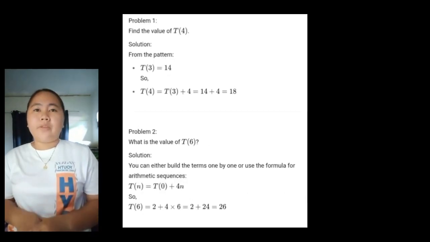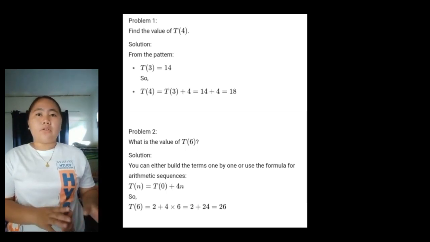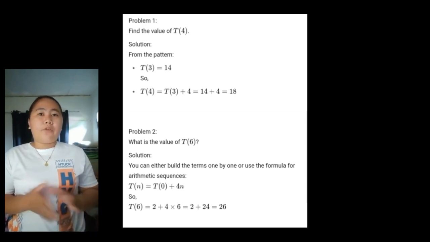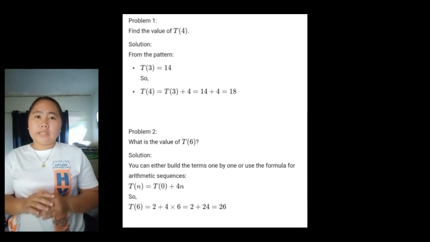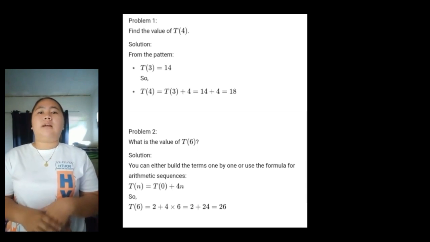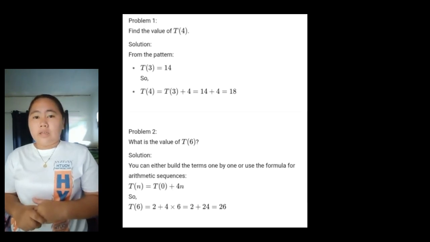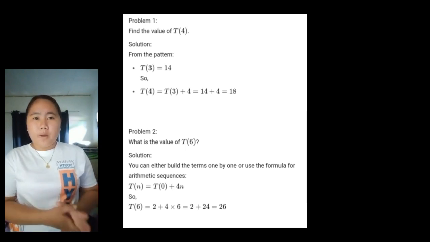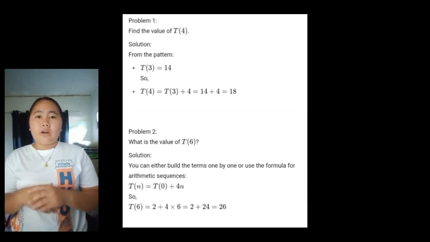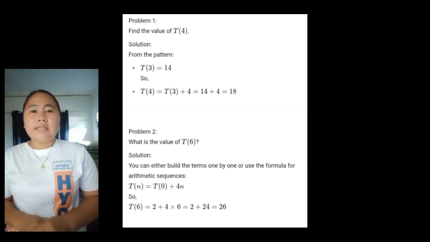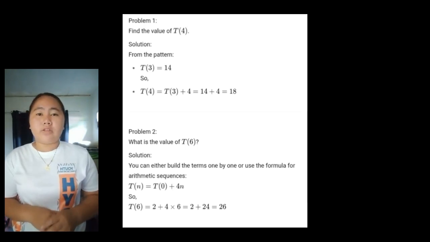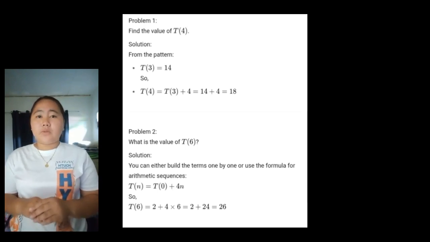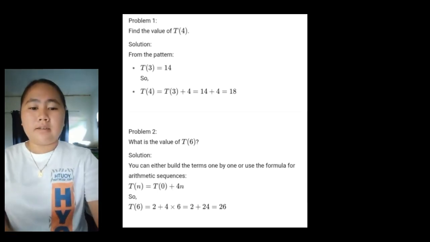Problem 1: Find the value of t_4. From the pattern, t_3 equals 14, so t_4 equals t_3 plus 4 equals 14 plus 4 equals 18. Then, what is the value of t_6? You can either build the terms one by one or use the formula for an arithmetic sequence. t_n equals t_0 plus 4n, so t_6 equals 2 plus 4 times 6 equals 2 plus 24 equals 26.